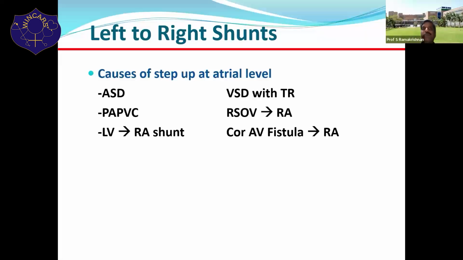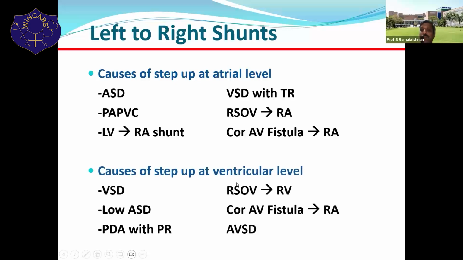VSD is very obvious for a step up at the ventricular level. RSOV, I told you, very good. Then coronary fistula to RV will be there. What other things will be there? The other things are PDA with PR, or AVSD at times. A low ASD, ostium primum, and AV canal can actually show a step up at the ventricular level.